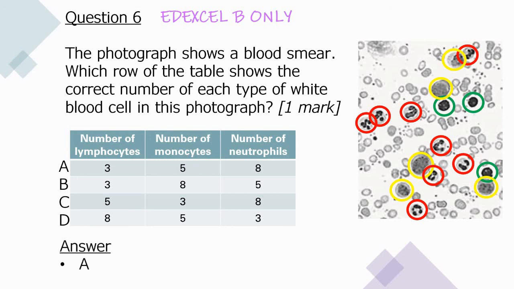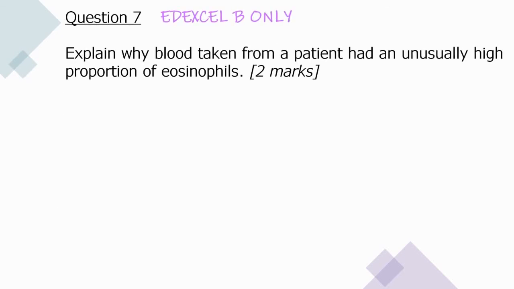Question 7. Explain why blood taken from a patient had an unusually high proportion of eosinophils. So for this question again, we need to remember the role of eosinophils. We know that these are particularly responsive in parasitic infections. So when an individual is infected by a parasite, these cells work. Eosinophils are important in producing cytokines which stimulate other white blood cells and therefore also cause inflammation.